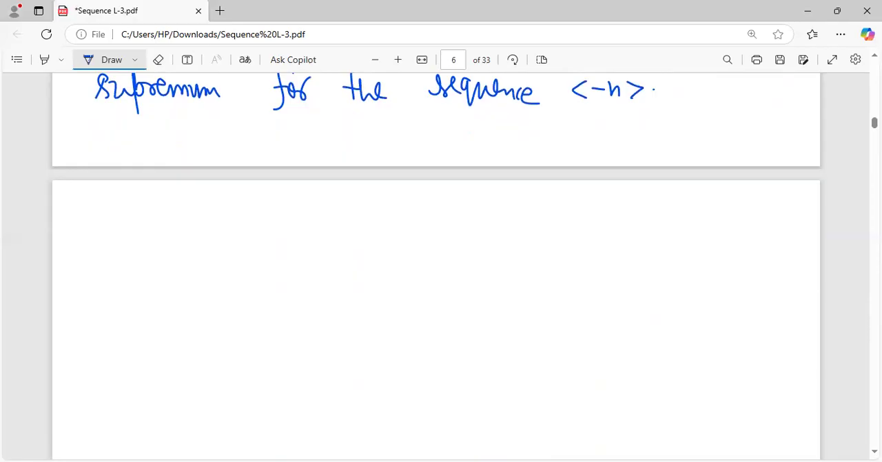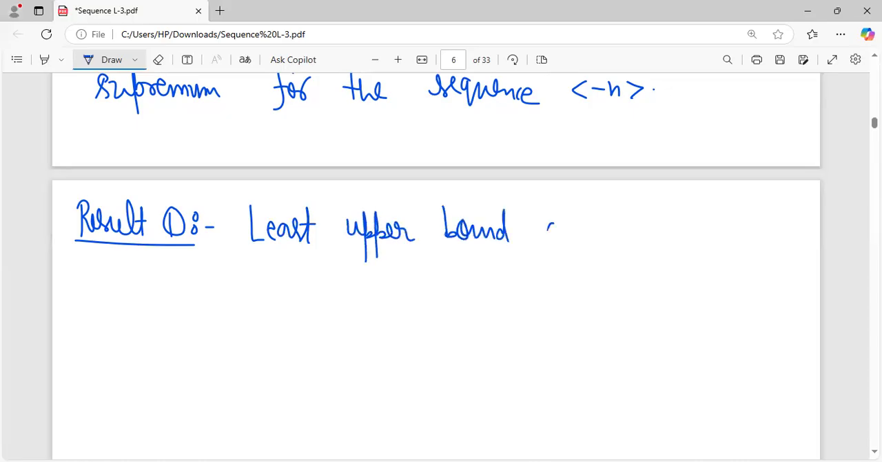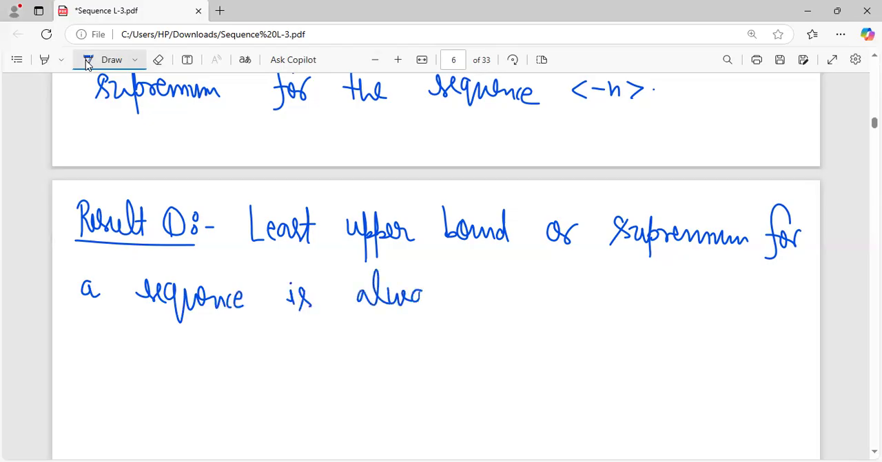So I'm writing result 1. I'm calling it: the least upper bound, or supremum, for a sequence is always unique. Let's see its proof.